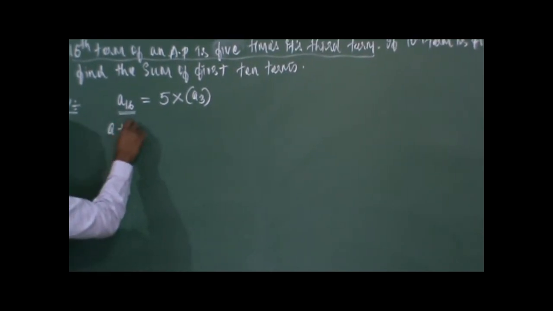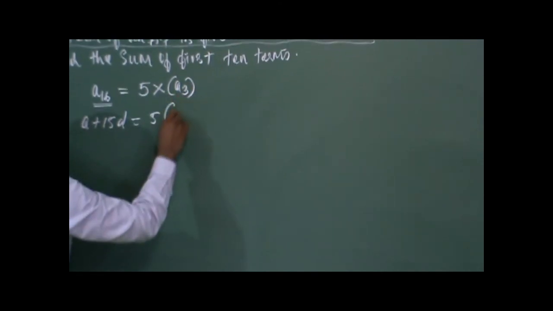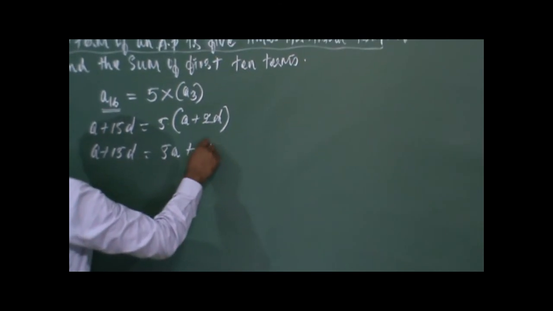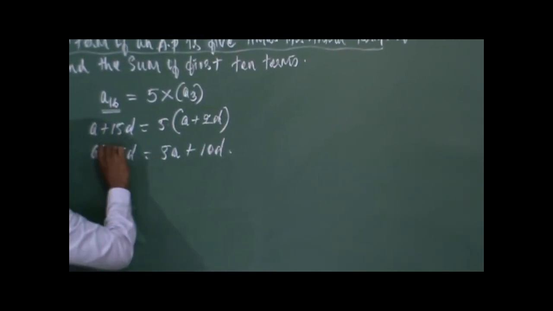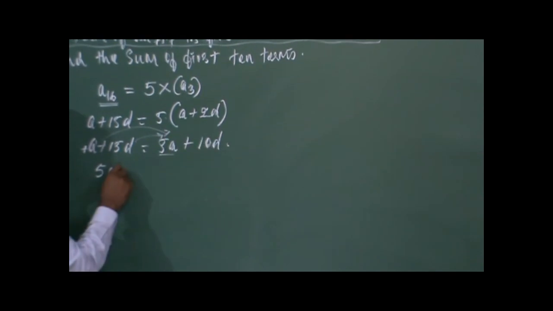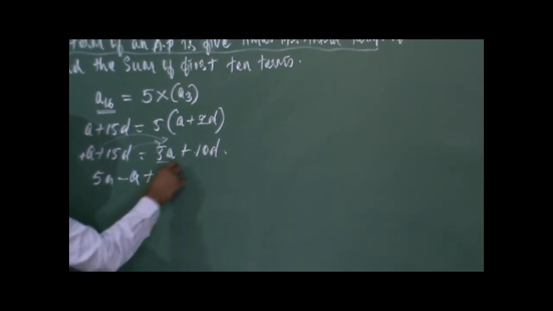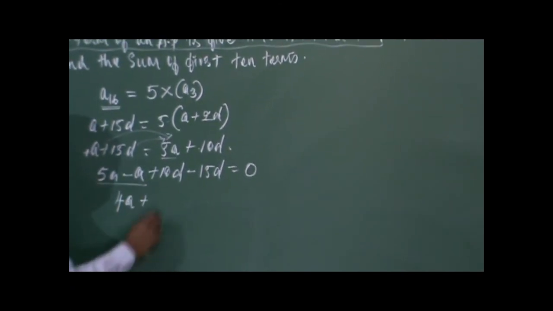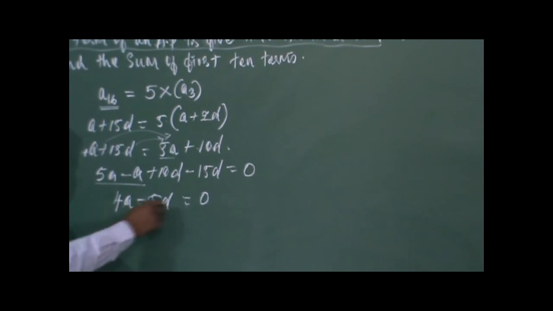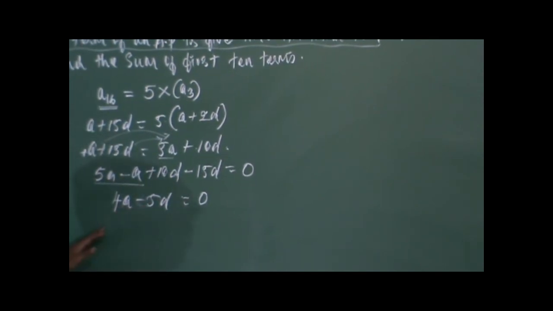A16 can be defined as A plus 15D is equal to 5 into A3, which can be defined as A plus 2D. So A plus 15D is equal to 5 into A is 5A plus 5 into 2D is 10D. So we will transpose both of these terms to the RHS. So 5A is here, plus A gets transposed to that side, it is minus A, plus 10D is here. So plus 15D getting transposed is minus 15D. So nothing remains here, which is equal to 0. So 5A minus A is 4A, plus 10D minus 15D is minus 5D is equal to 0. So there are two terms having both the variables.